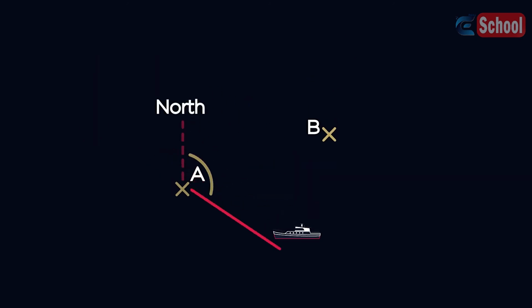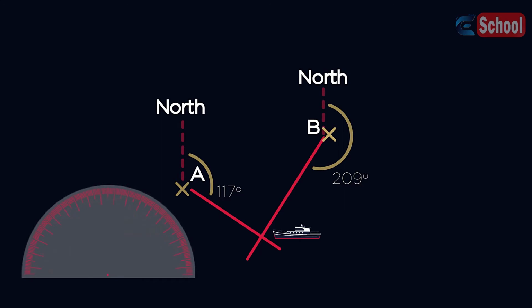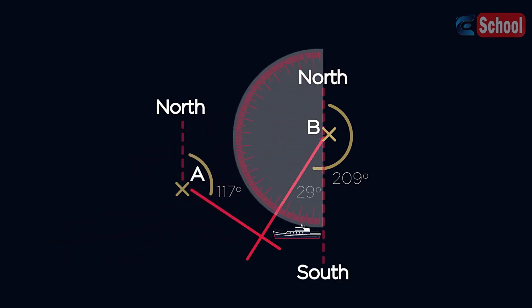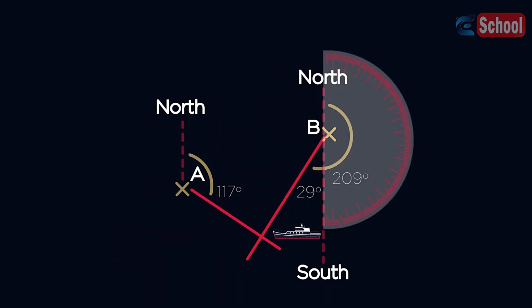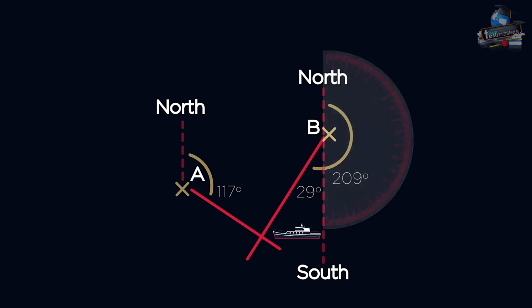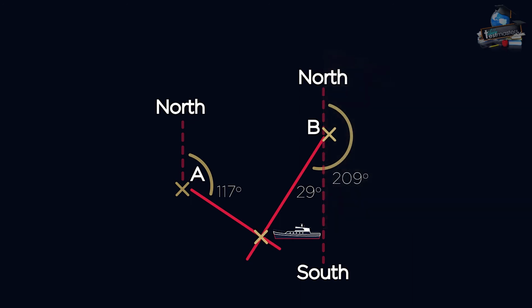We can draw a bearing of 117 degrees from town A and a 209 degree bearing from town B. If you only have a 180 degree protractor, you can draw from the south line and measure 29 degrees clockwise, as 29 plus 180 equals 209. Where the lines intersect is the point the ship lies at.